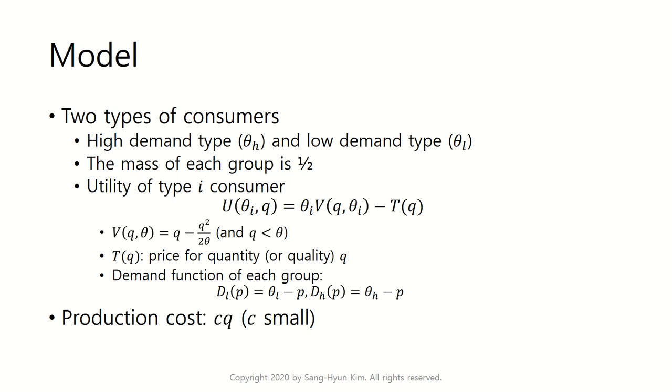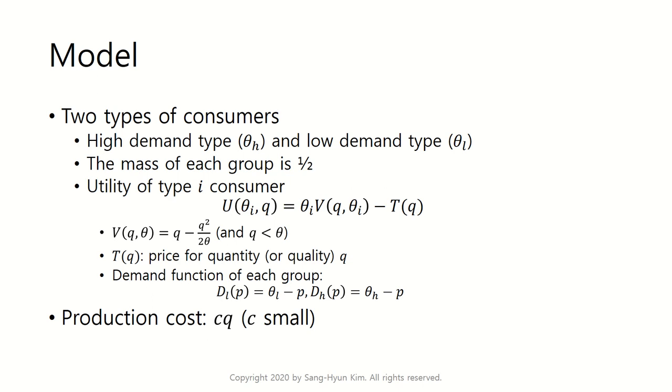Okay, and here we'll assume that this V function is a quadratic function. We want to be very specific about this V function. So the V function is a quadratic function, like Q minus Q squared over 2 theta, and we'll assume that Q must be smaller than theta, and T of Q is the price of this good for a given quantity Q, or quality. So Q can represent quantity or quality.